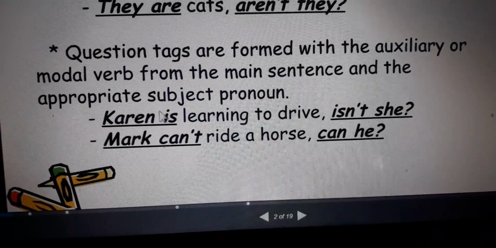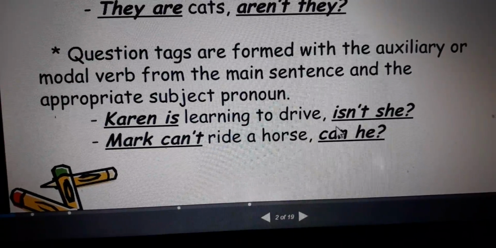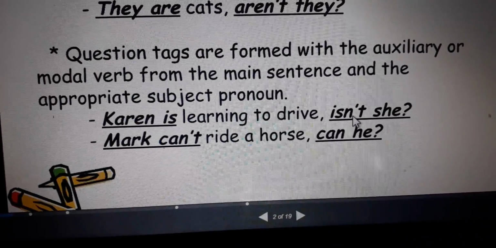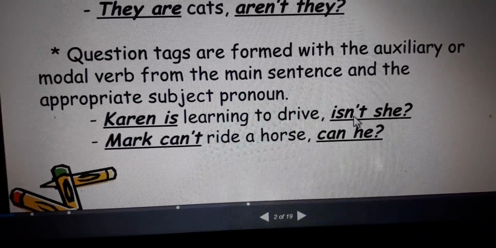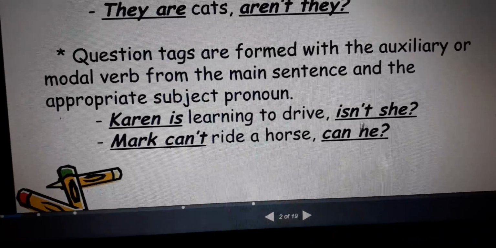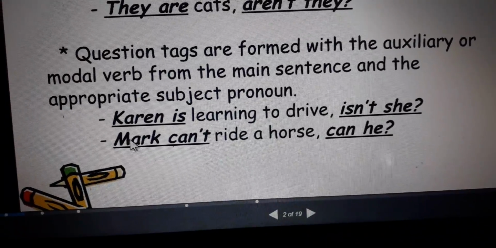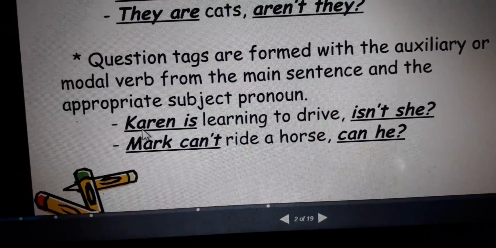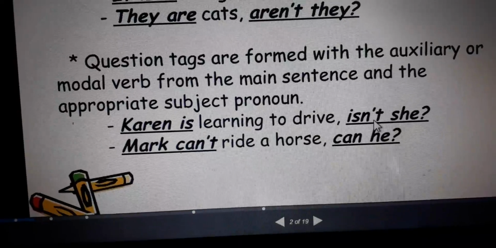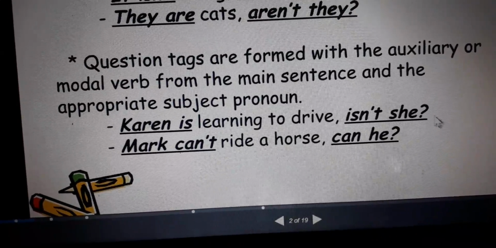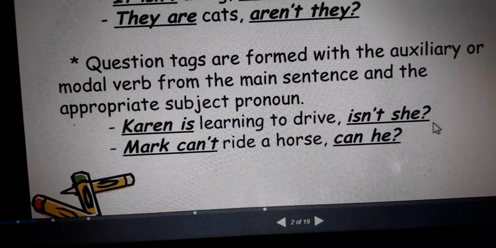So first we are going to use the helping verb. Here the helping verb is is. Is will be written as isn't, with apostrophe T. We are going to add that with the helping verb. Isn't. Karen is a girl, and we have to use the pronoun. So for a girl, the pronoun is she. So isn't she, question mark. This is the question tag. This is how question tags are formed.